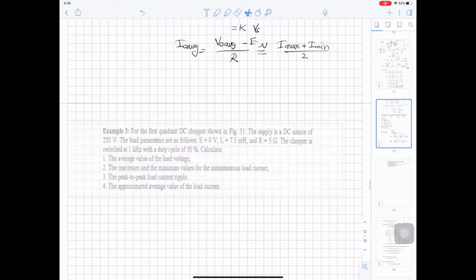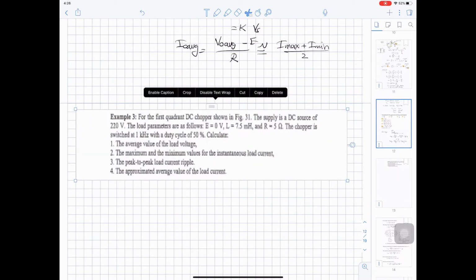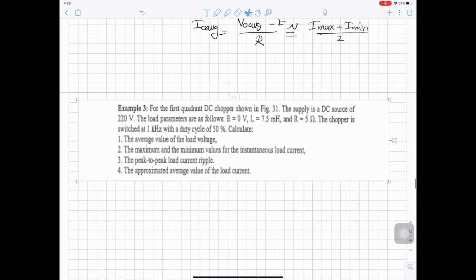So this is an example for the first quadrant chopper. So we have a first quadrant DC chopper. The supply is a DC source of 220 volt. The load has E equals 0, L equals 7.5 millihenry, R equal to 5 ohms. The switching frequency is 1 kHz and the duty cycle is 50.